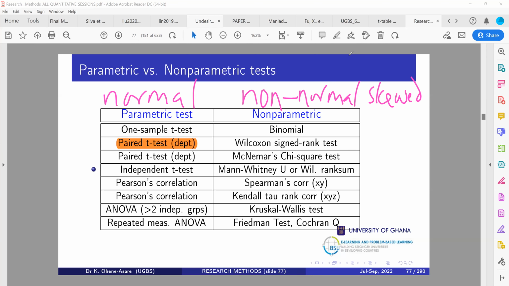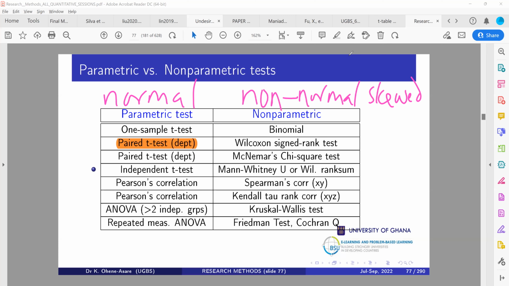It is skewed. What is a sample? If I collect the ages of the people in this class, that is a sample. But that is one sample. If I collect the ages of people in this class, and I collect the ages of people in group two, that is two different samples.